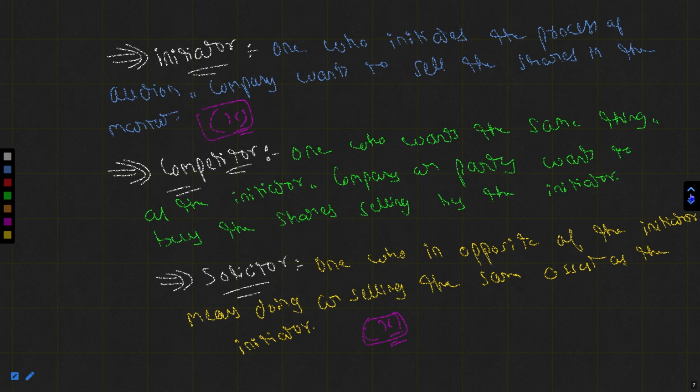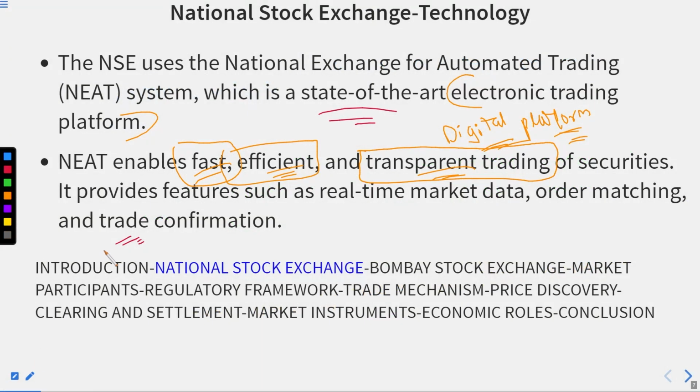And we have discussed them one by one here. The initiator is the one who initiates the process of auction, a company that wants to sell the shares in the market, let's say X. Competitor, the one who wants the same thing as the initiator, a company or party that wants to buy the shares being sold by the initiator. Solicitor, one who is in opposite of the initiator, means doing or selling the same asset as the initiator. Okay, so this is the National Stock Exchange technology.